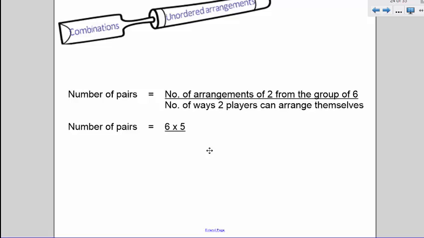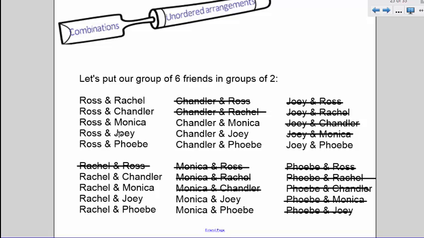Because the 2 players in each pair can swap places, we need to divide by the number of ways that these people can arrange themselves. That is, we're going to divide by 2 times 1, or 2 factorial. That gives us 15 pairs, and we can verify that by counting here. We have 5 pairs here, plus 4 is 9, plus 3 is 12, plus another 2 is 14, plus 1 is 15, and Phoebe has been paired with everyone in the other groups. So that gives us 15 pairs.